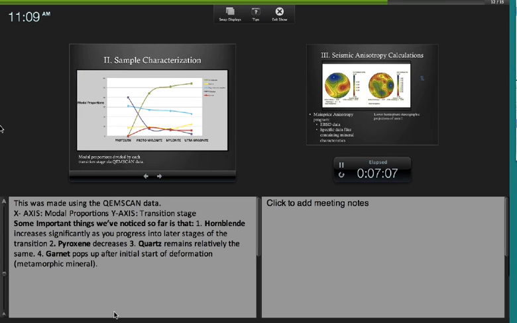From the ChemScan data, like I told you guys, we were able to get these modal proportions of each mineral. And some important things is that you have no garnet or hornblende in the protolith. But as strain increases and deformation increases, you have an exponential, a huge increase in hornblende, and garnet appears. And we expect that because garnet is a metamorphic mineral. But another thing to note is that plag and quartz stay relatively constant, and pyroxene significantly decreases.